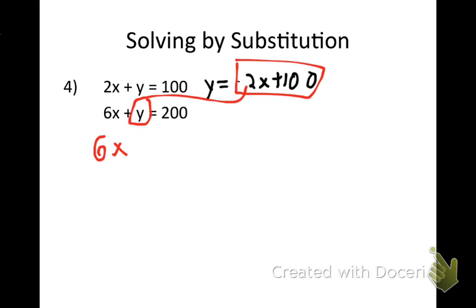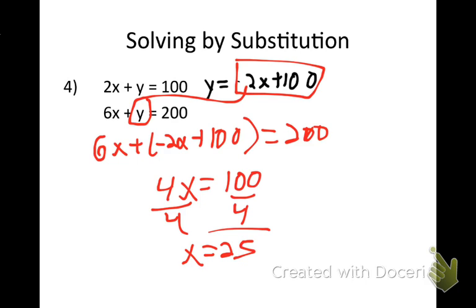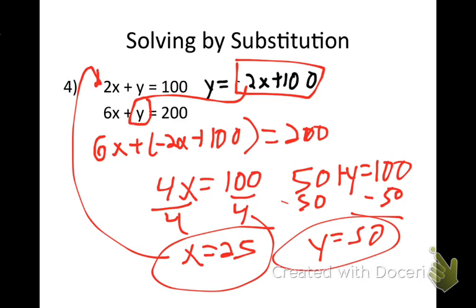Giving me 6x plus the negative 2x plus 100, which then gets me 4x equals 100 divided by 4. X equals 25. From there, I can plug it in. I would again choose that top equation, giving me 50 plus y equals 100. Subtract 50, and you get y equals 50. My answer then is what, Reagan? 25, 50 is correct.